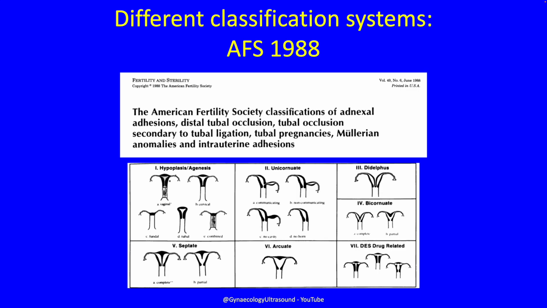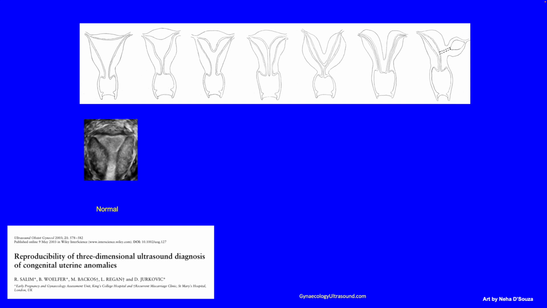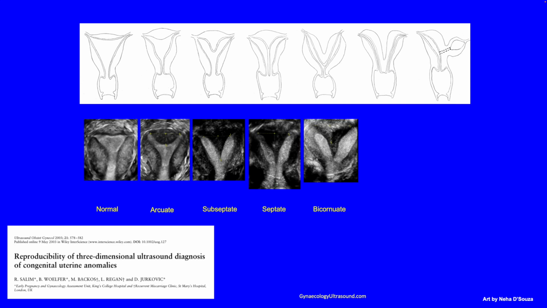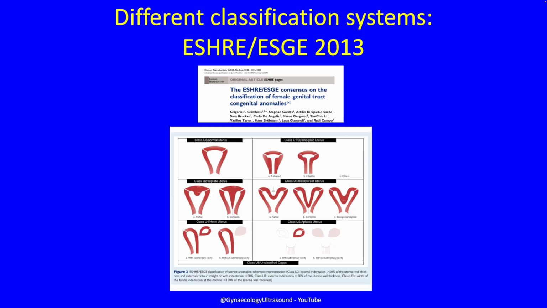The American Fertility Society published their classification system, and this is a very old system and it's been much superseded, but people still refer to it sometimes. This is my favorite classification system. It was published in 2003 and we'll talk about it in more detail in a minute. The way that it discusses uterine shape is that you've got a normal shape, or arcuate, subseptate, septate, bicornuate, didelphous and unicornuate. But we'll talk about that more in a minute, because in 2013 ESHRE and ESGE published this guideline.